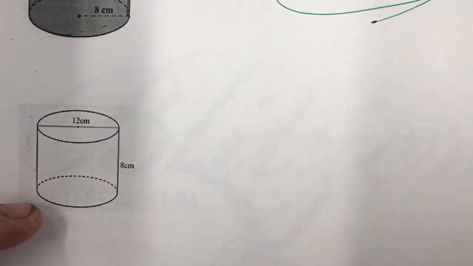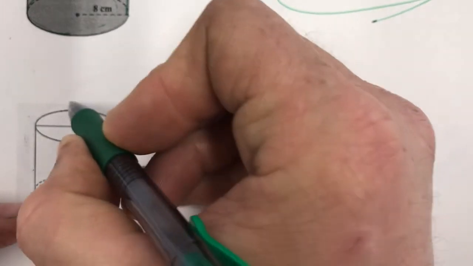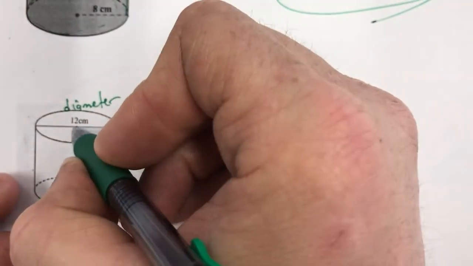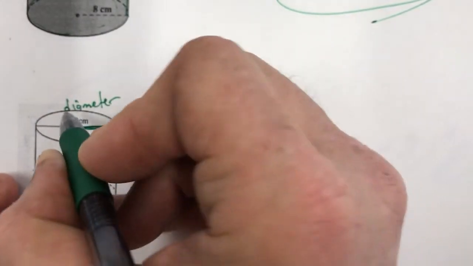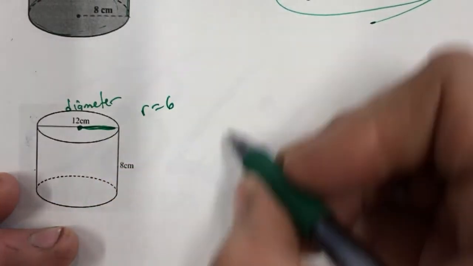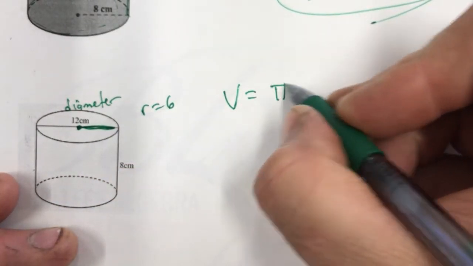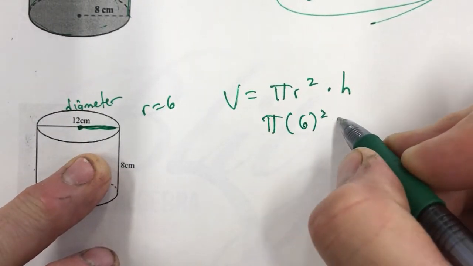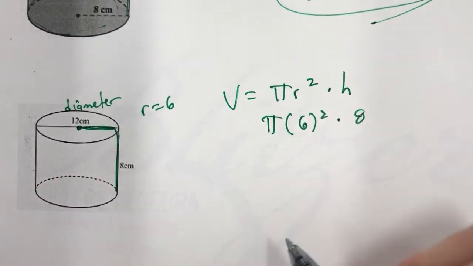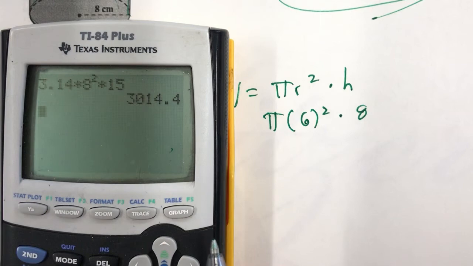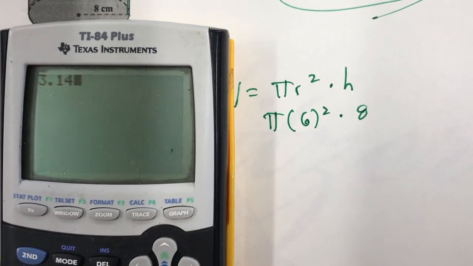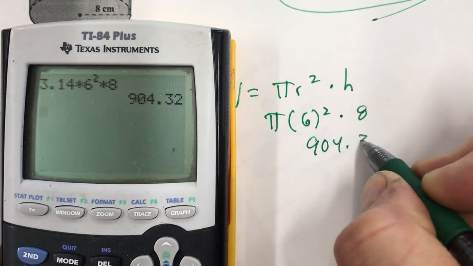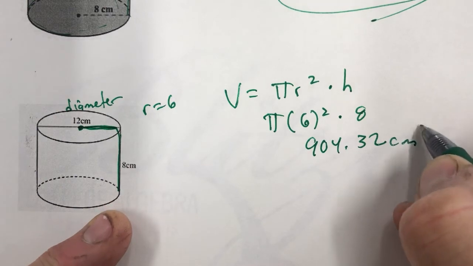Okay, here's another cylinder, similar, but now this tells us this dimension is 12. That's the diameter. That's all the way across. The radius just goes halfway, so my radius is half of 12, which means my radius is 6. So for my volume, it's pi r squared times h, so pi times 6 squared times my height, which is 8. I just punch those in the calculator. I do 3.14 for pi times 6 squared times 8, and I get 904.32. And these are in centimeters, so these are cubic centimeters.